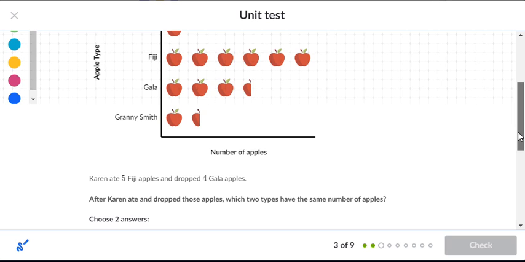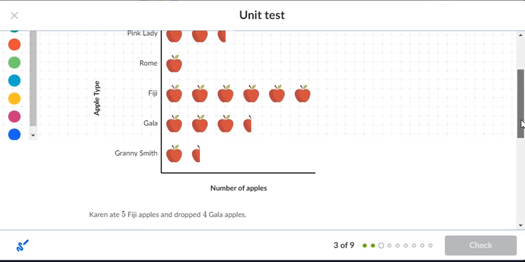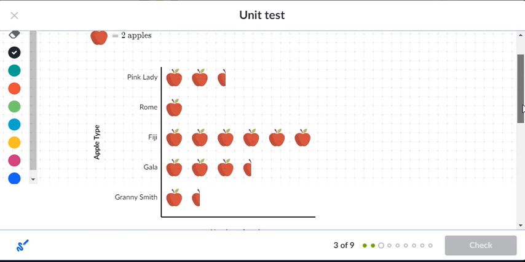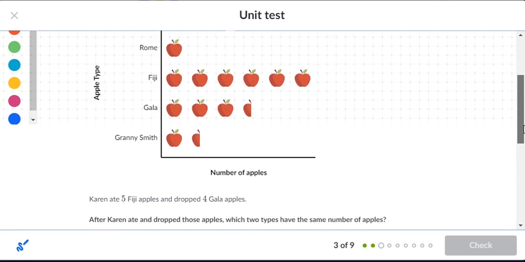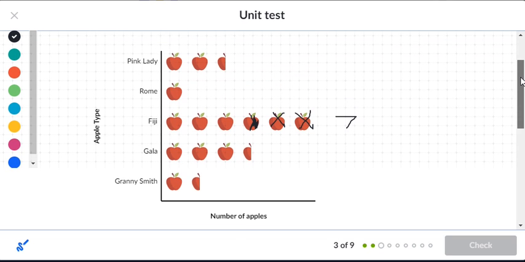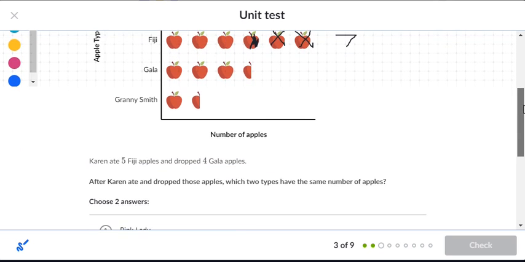After Karen ate and dropped those apples, which two types have the same number of apples? So she ate 5 Fujis. So if she ate 5 Fuji apples, that would eliminate 2, 4, and this would give me about a half of an apple right there. So what we'd have left is 2, 4, 6, and then that half there, that would become 7. So that would be 7 apples there.